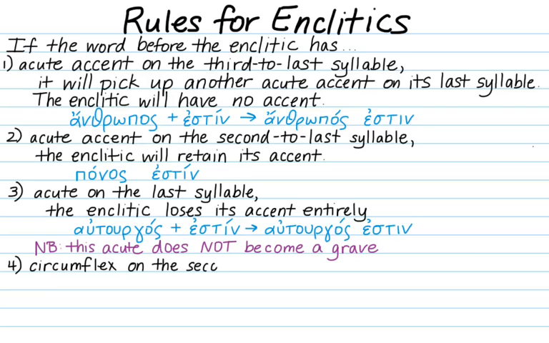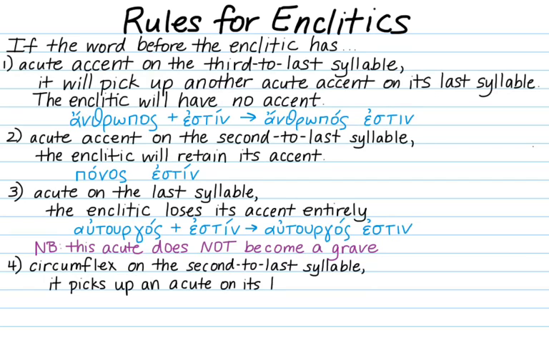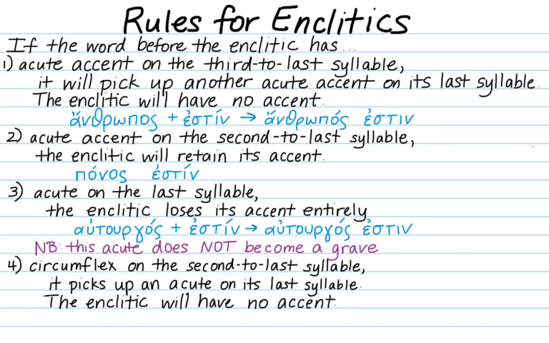The last rule is if the word before the enclitic has a circumflex on the second to last syllable, then it picks up an acute accent on its last syllable in addition to its circumflex. The enclitic will have no accent. For example, when we take oikos and add estine, together it becomes oikos estine.